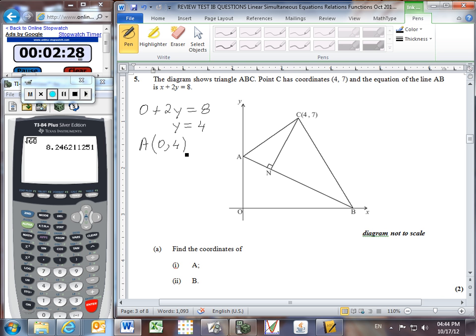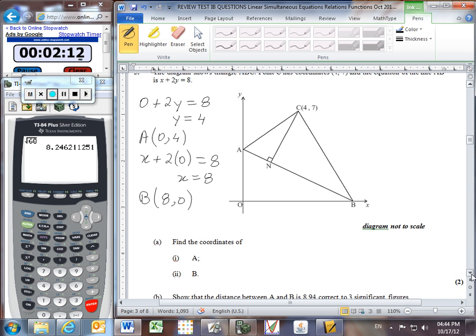And we can find out the coordinates of B by substituting, because that's an x-intercept, that means that now our y value is equal to 0. And so you quickly figure out that x is 8, so the coordinates of B are 8, 0. Alright, let's move on now to part B.